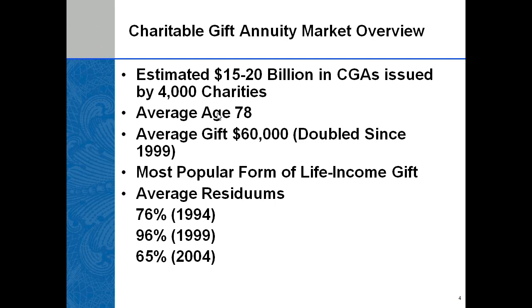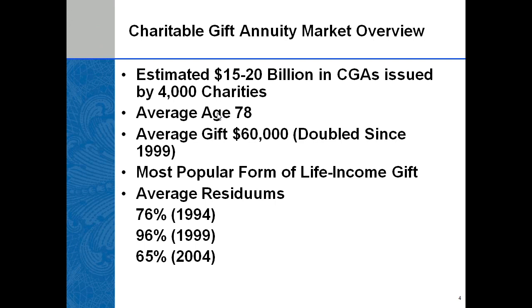So, charitable gift annuity market overview. It is estimated, keyword there, estimated, that there are about $15 to $20 billion in CGAs. There are lots of extrapolations going on to come up with that, but I think that is about right. The ACGA has estimated that there are about 4,000 charities that issue CGAs, so using some extrapolation there, we come up to that 15 to 20 billion or so. Might be a little high, might be a little low, but that's roughly the amount.